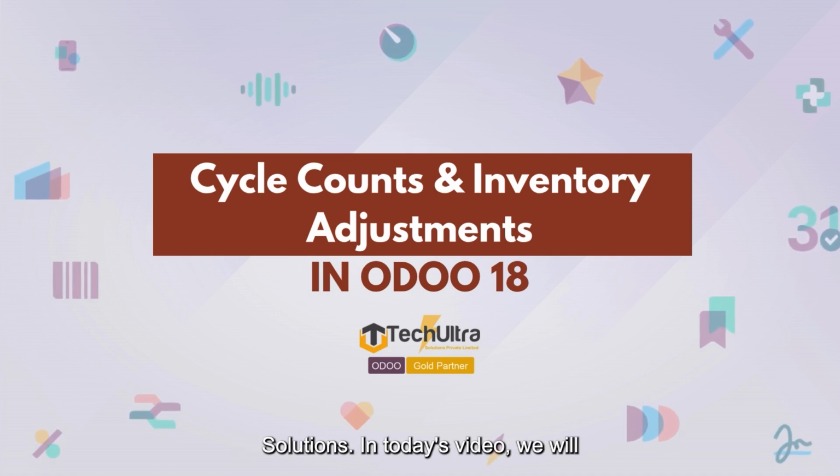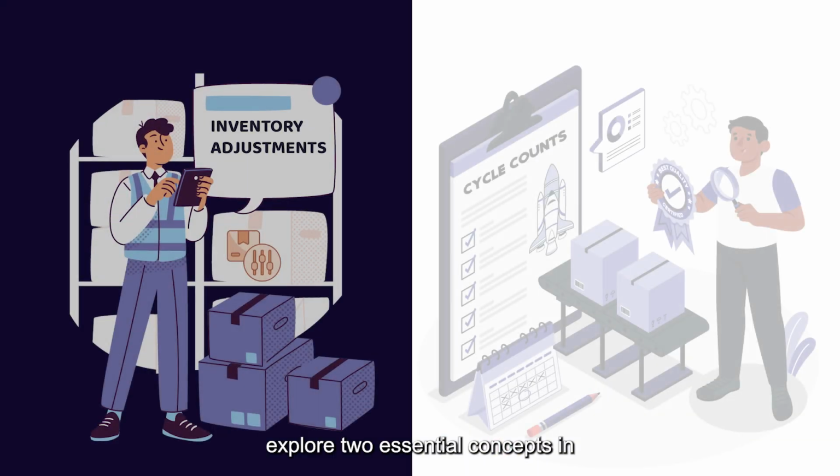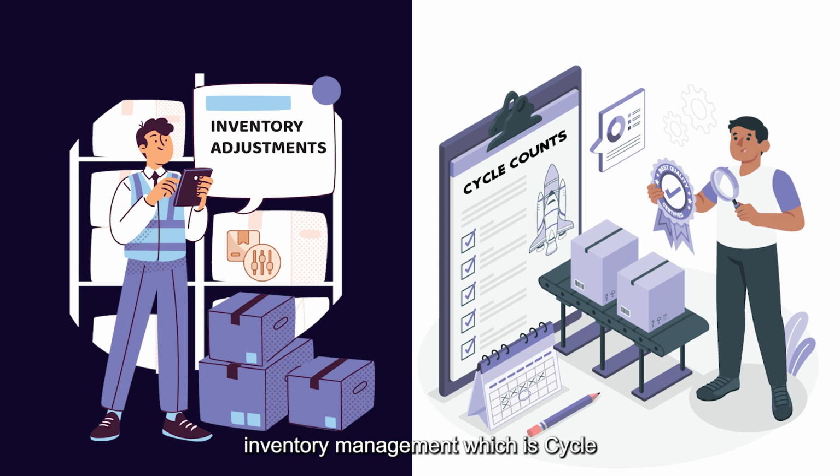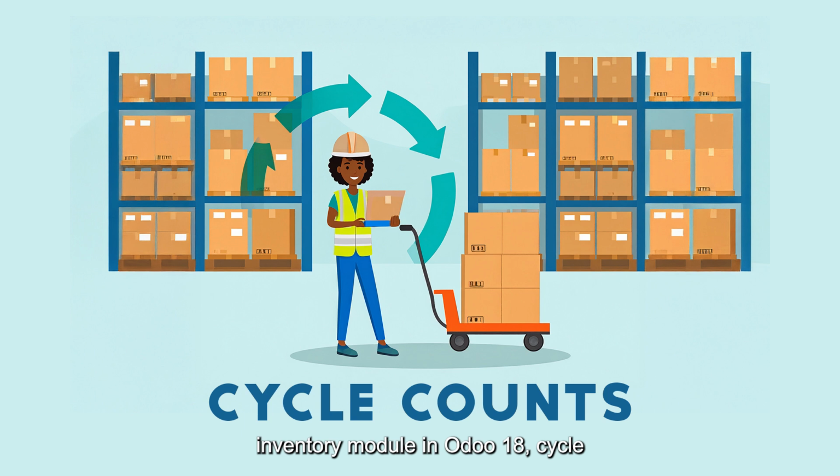In today's video, we will explore two essential concepts in inventory management, which are cycle counts and inventory adjustments. So talking about cycle counts in the inventory module in Odoo 18, cycle counts are a method of inventory auditing where small sections of inventory are counted regularly, rather than performing a full stock count at once. This helps businesses maintain accurate stock levels without disrupting the daily operations.